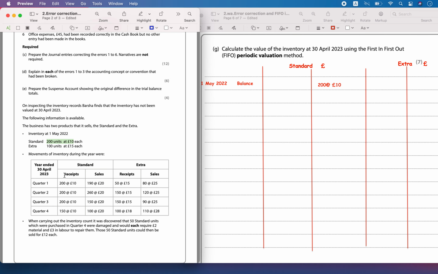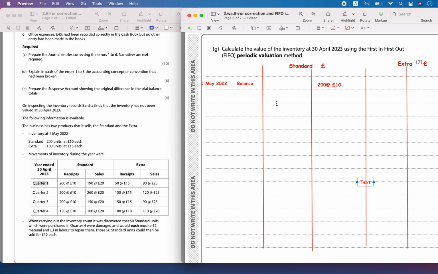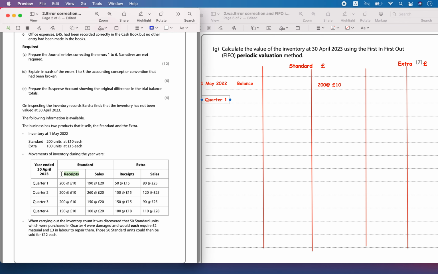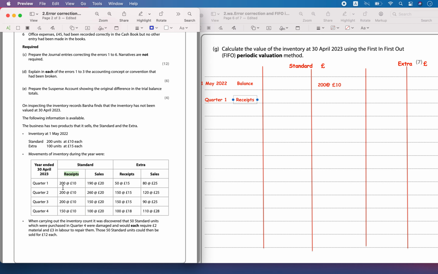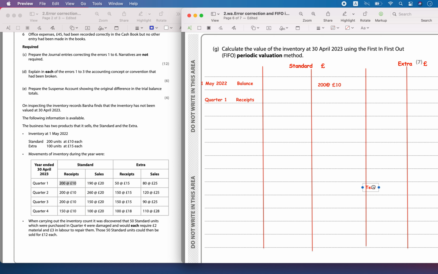Then we have receipts. In quarter 1 some receipts happened, so they got some purchases done. Let's record that. For quarter 1 the receipts were 200 units at 10 pounds. Now the total balance of inventory is 200 at 10 and the 200 at 10 they purchased.